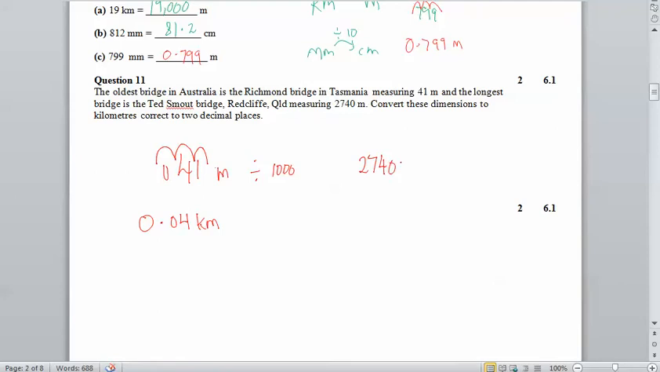Well, you know which one it is. Meters to kilometers, we divide by 1,000. 1, 2, 3. It's 2 decimal places. Read the question, please.